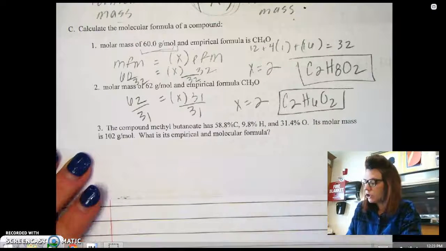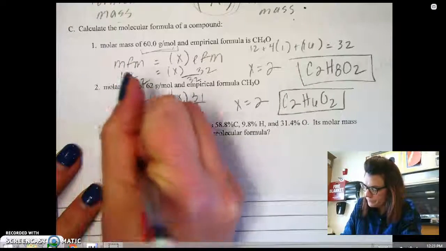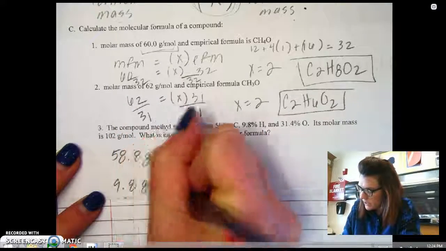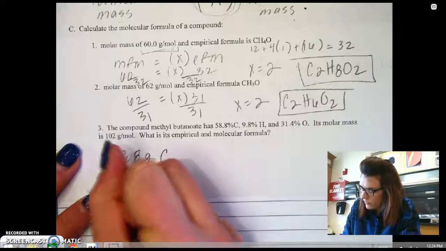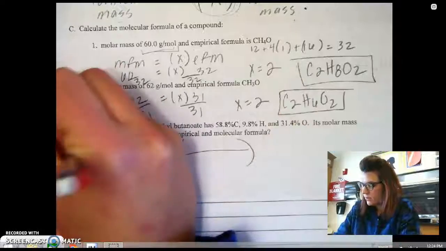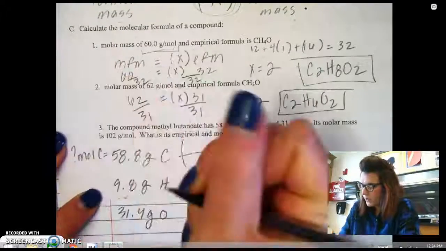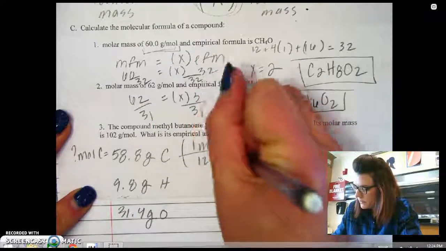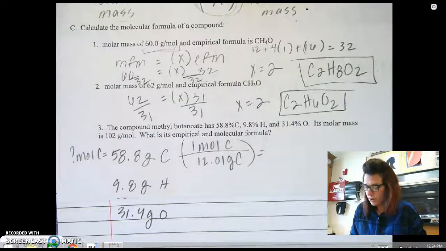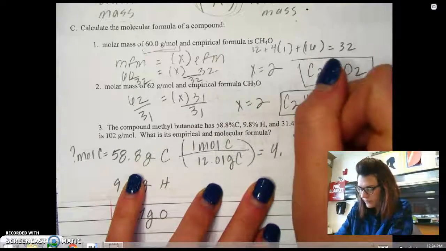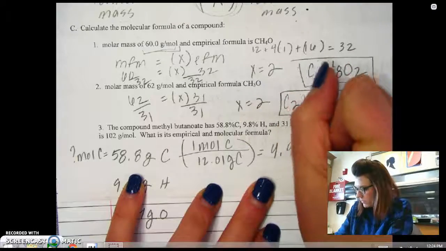So we're going to say percent to gram. So I'm going to say 58.8 grams carbon, 9.8 grams hydrogen, 31.4 grams oxygen. Okay, and then the next thing I have to do is convert. So I have to say question mark moles carbon. So for every 1 mole of carbon, I have 12.01 grams of carbon. So this gives me a total mole of 58.8 divided by 12.01. I get 4.90 moles of carbon.